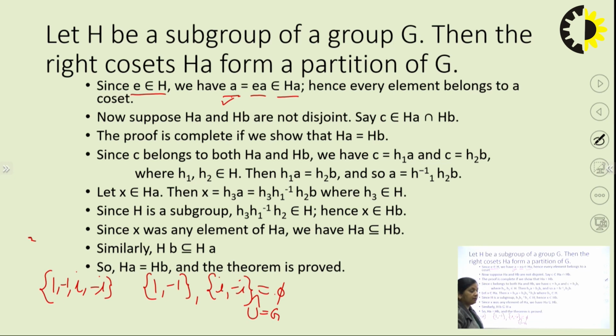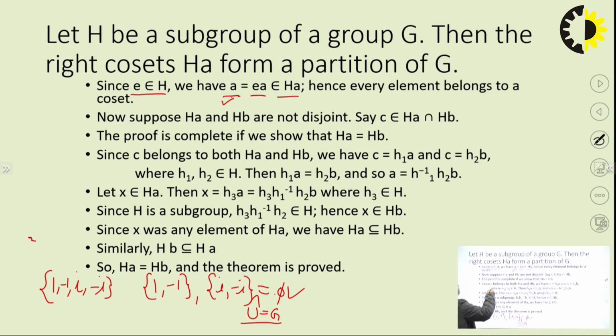What is the second condition? Since the first condition is true, when we take the union of all, definitely all the elements will be present somewhere, so it will be equal to G. The second condition we need to check is that these are disjoint. It means if I take their intersection, it will give us phi. So let us prove it by contradiction.